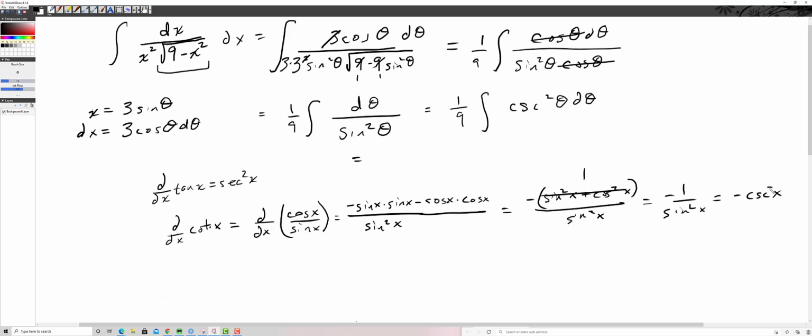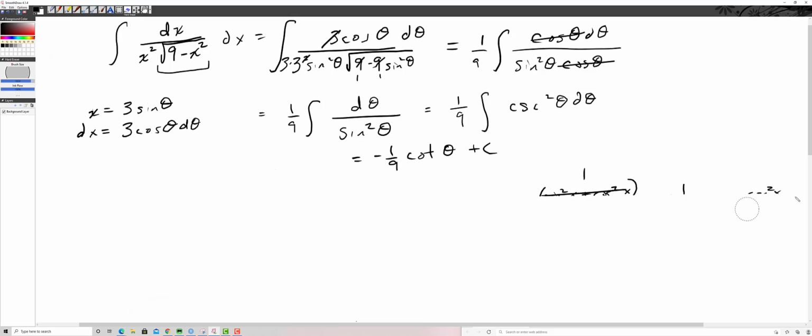It's squared. You see the similarity here. What did I just do? I just took the derivative of cotangent, and it was negative, so I have minus 1/9 of the cotangent of theta plus c. Now here's the issue. There's a few ways you can go about it from here. You can go back to theta, and you could say, hey Lincoln, theta is just sine inverse of x over 3, right? You could do that. But there's a much better way.